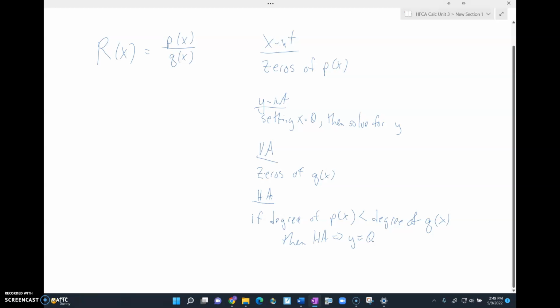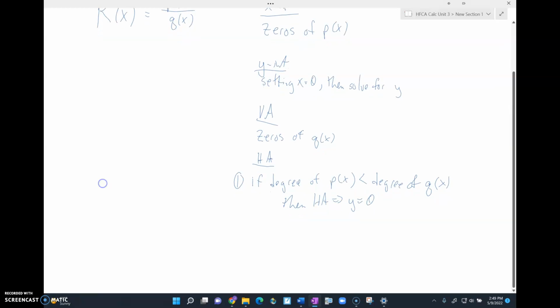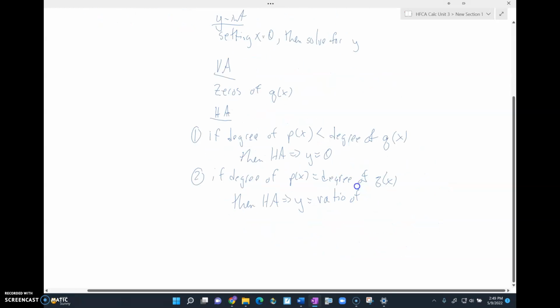The other scenario that we're going to take a look at is, what if the degree of p of x is equal to the degree of q of x? So if that's going to happen, then your horizontal asymptote is a little bit different.